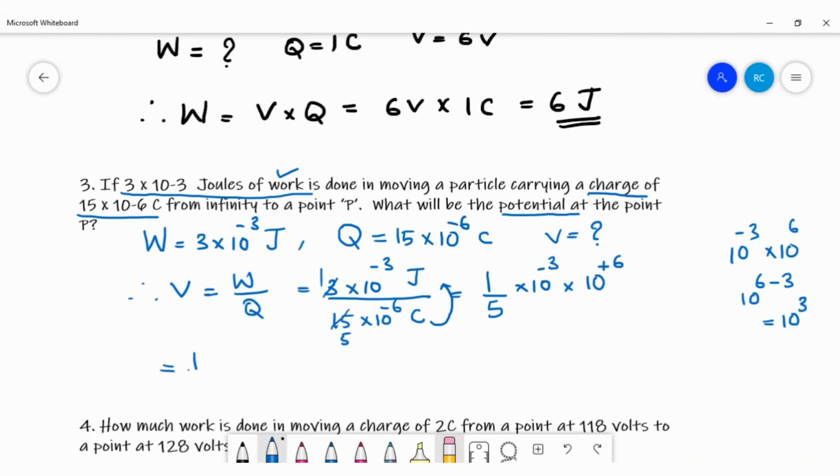Now 1 by 5 into 10 to the power of 3, which means 10 to the power of 3 means 1000. Okay, 1000 divided by 5. When you cut this one, you will get 2, then 2 zeros, so it will be 200. Okay, so 200 volts.